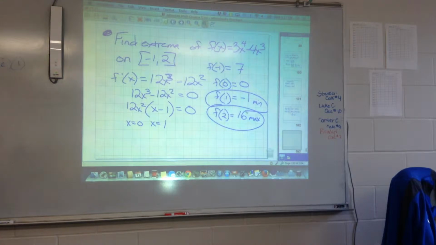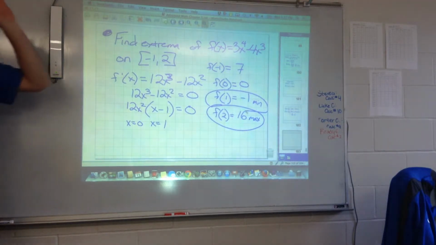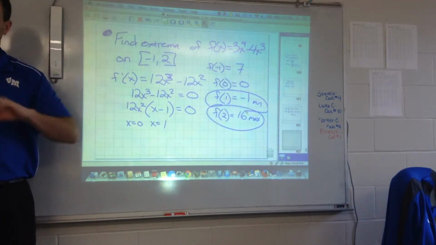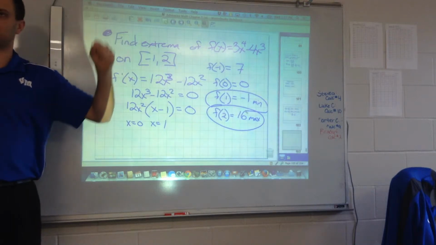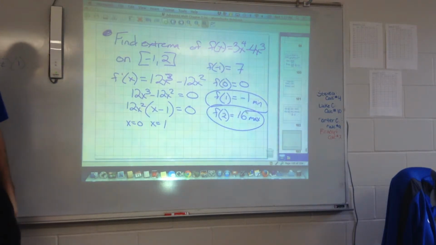Is it always going to be on a closed interval? Yes. Because if it wasn't a closed interval, you wouldn't necessarily have a particular max or min, because it gets to an open circle, and you can't say what the max is at that point.